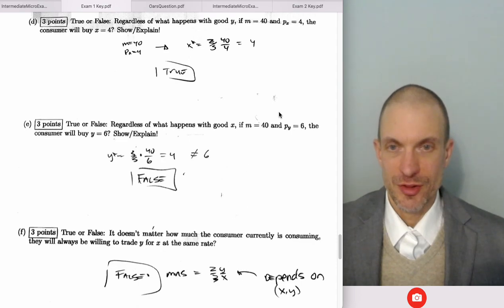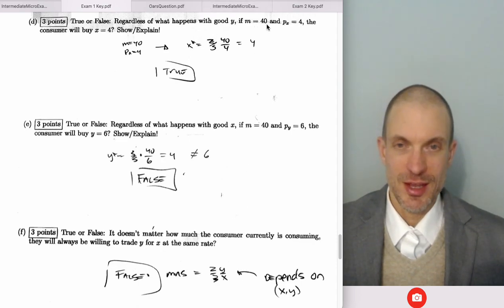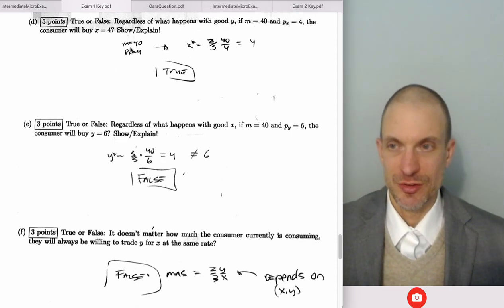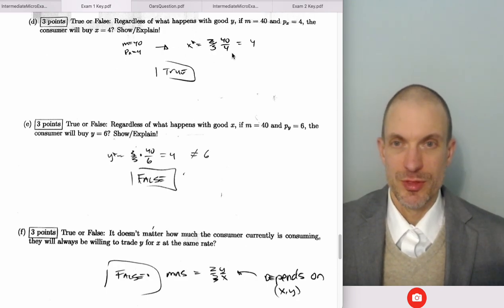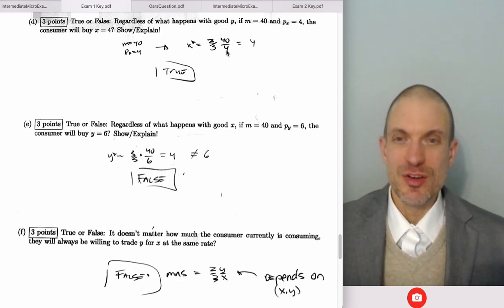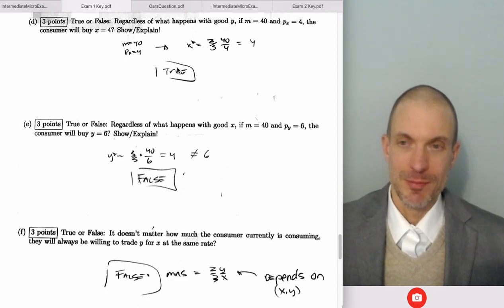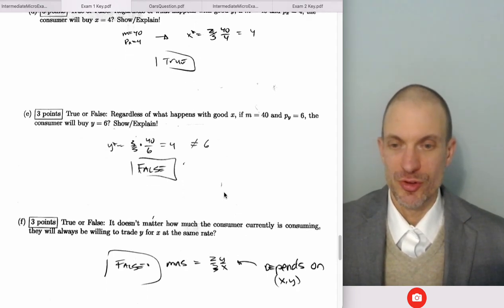So true or false, regardless of what happens with good y, if income is 40 and price of good x is 4, the consumer will buy 4 units of good x. Yeah, you could verify this with the demands that we have above, and it's true. And then right here, regardless of what happens with the good x, if income is 40, price of good y is 6, consumer will buy 4 units of good y. And you can also verify the proportion of my income that I'm spending on good x and good y in both those cases.